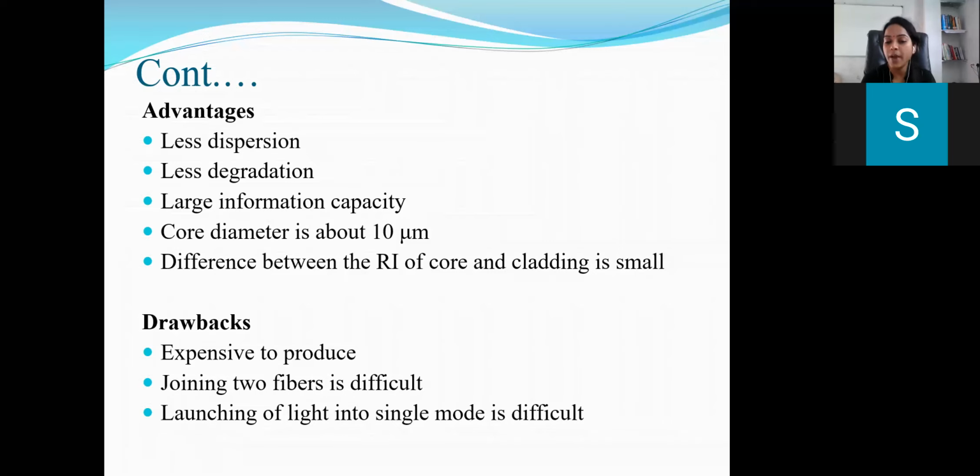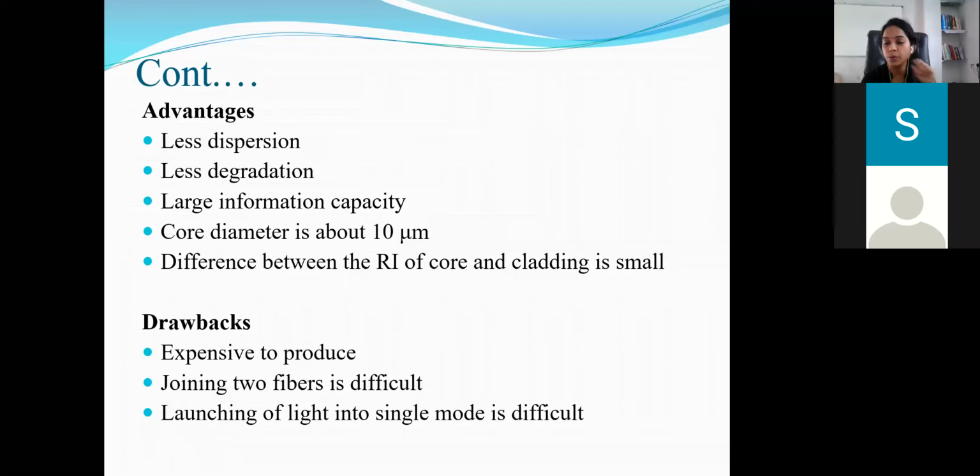Now what are the drawbacks? It is expensive to produce. Why is it expensive to produce? Because the diameter is very small. If the diameter is very small, it is very difficult to produce, both difficult and expensive.